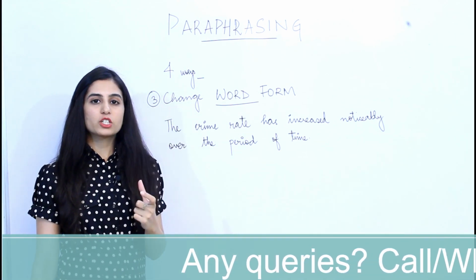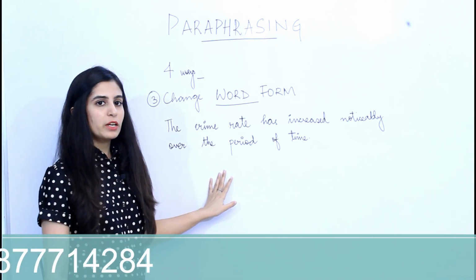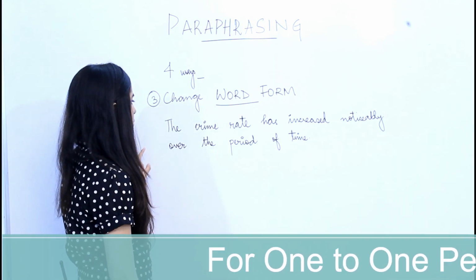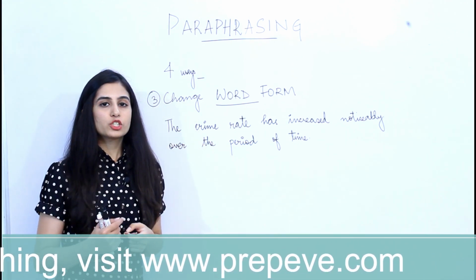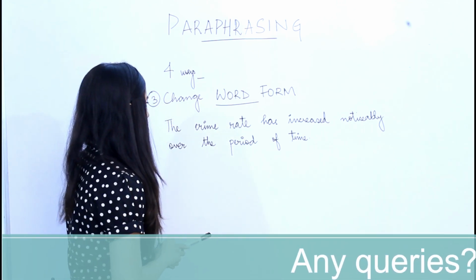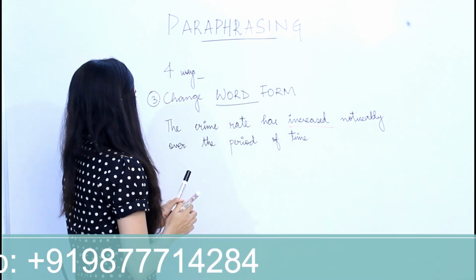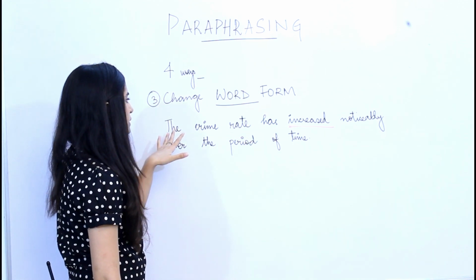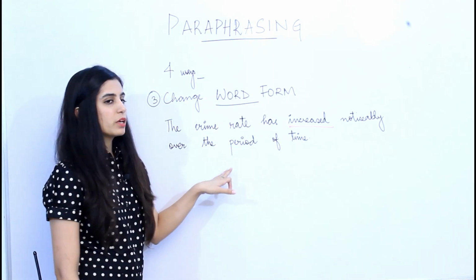So we'll change the formation of the word that is given to us in the question. For example, if this is the statement in the question, how are we going to change it? The crime rate has increased noticeably over the period of time. Now you have to pick out one word whose formation you can change to paraphrase your sentence. So increased, I guess this is the word that I can use. We can start with increase and frame it in this manner. The increase in crime rate has been noticeable over the period of time.